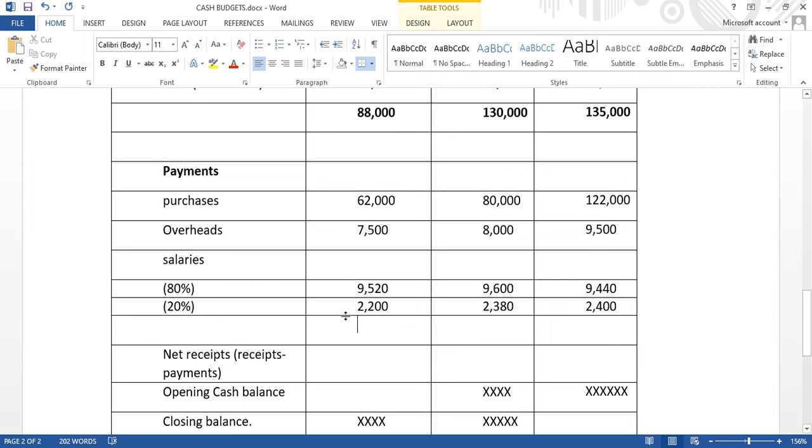All right, so we total up our expenses or our payments. So 62,000 plus 7,500 plus 9,520 plus 2,200. We get 81,220.